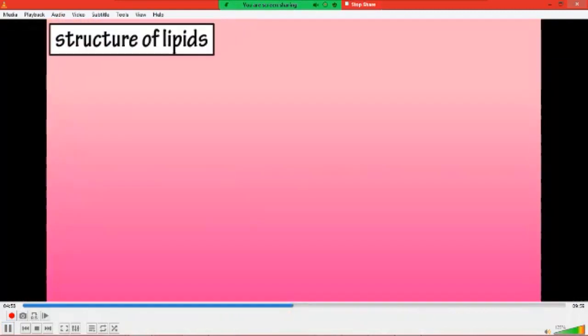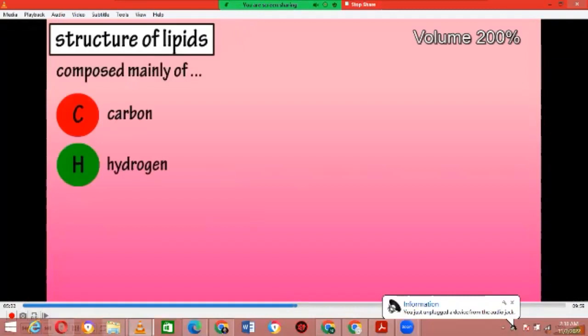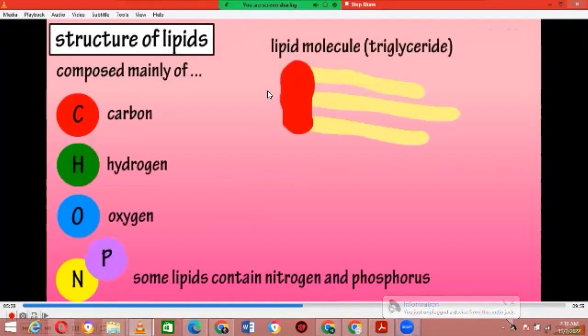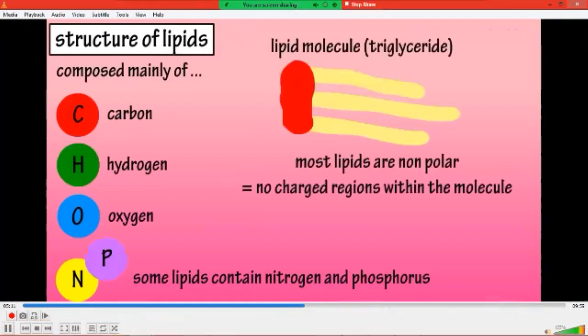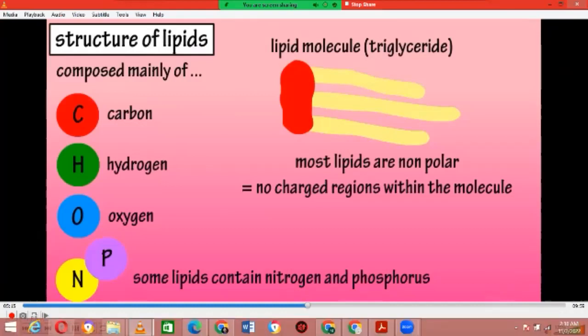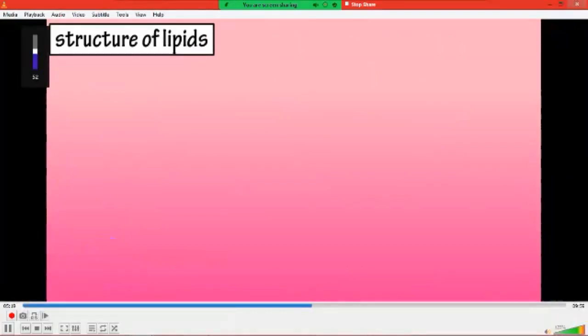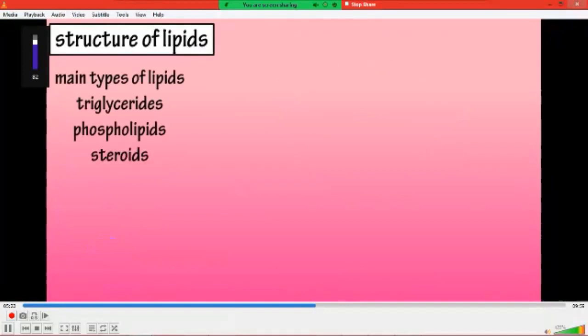The structure of lipids. Lipids, or fats, are composed mainly of carbon, hydrogen, and oxygen. Some lipids contain other elements such as nitrogen and phosphorus. Most lipids do not dissolve in water because they are nonpolar, meaning that electrons are shared equally within the molecule, so they have no partially charged regions. The main types of lipids include triglycerides, phospholipids, steroids, and prostaglandins.